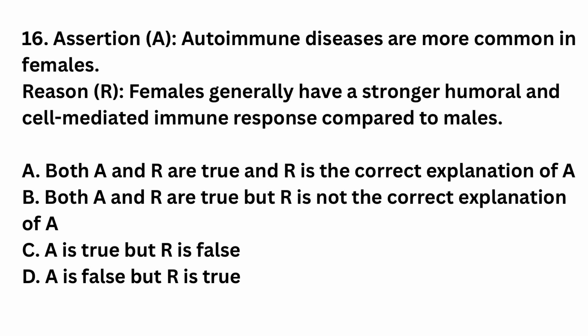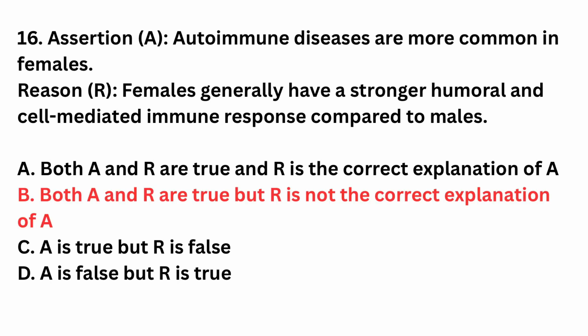Reason: females generally have a stronger humoral and cell-mediated immune response compared to males. Both assertion and reason true, and reason is the correct explanation of assertion. Both assertion and reason true, but reason is not the correct explanation of assertion. Assertion true, reason false. Assertion false, reason true. The right answer is option B, both assertion and reason true, but reason is not the correct explanation of assertion.